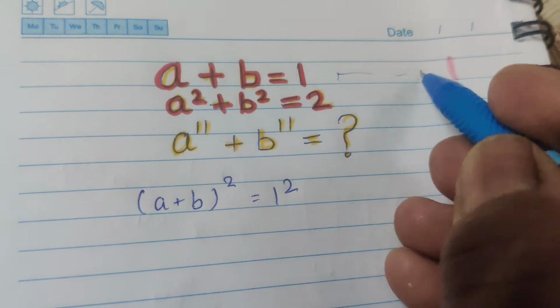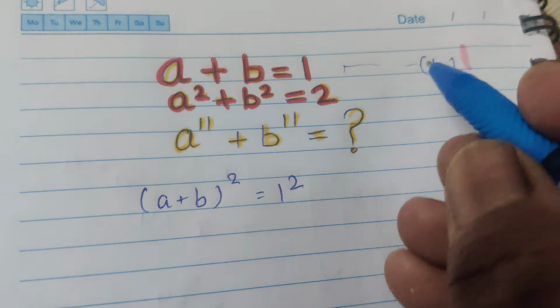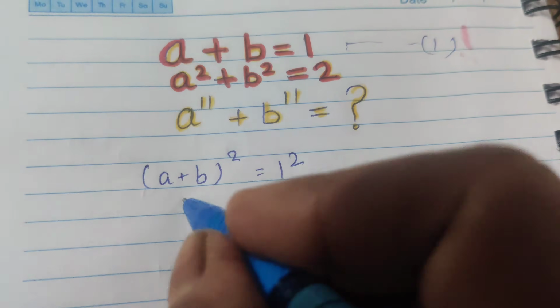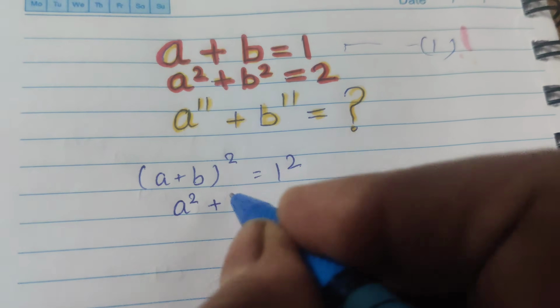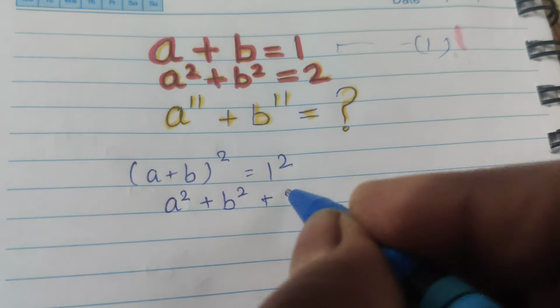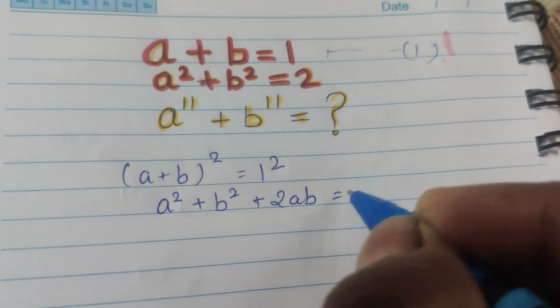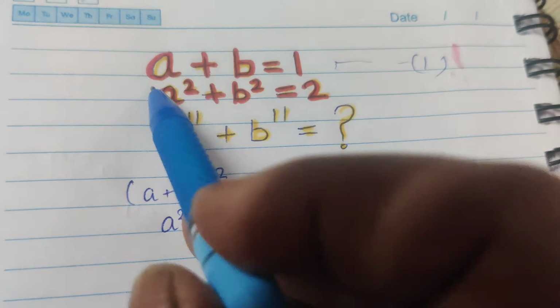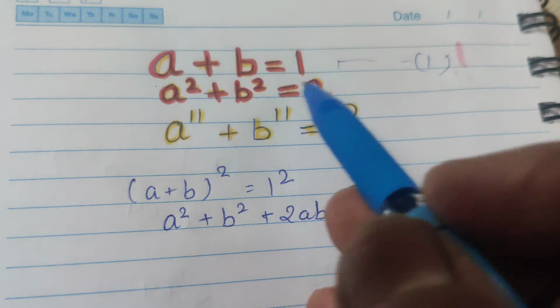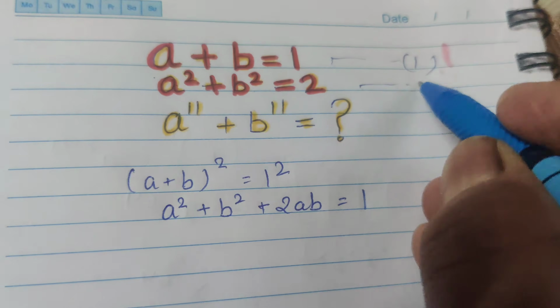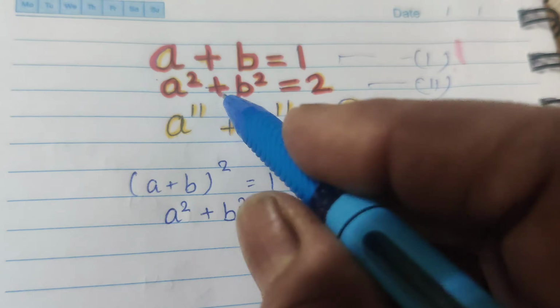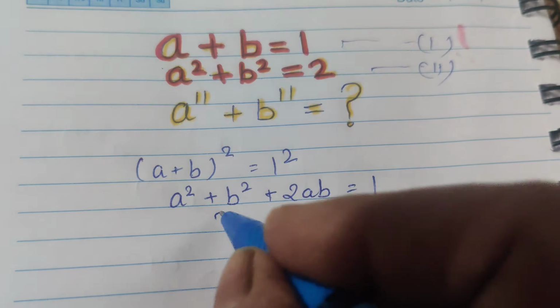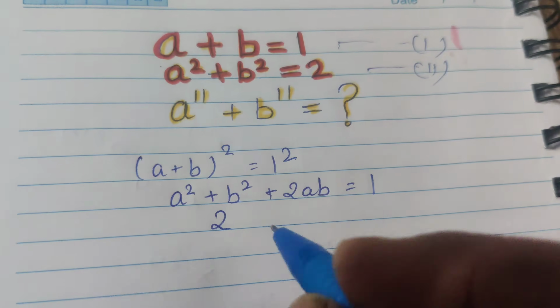This is the given first equation, a + b = 1. Now expand the formula: a² + b² + 2ab = 1. We know from equation 2 that a² + b² = 2. Put the value of a² + b².